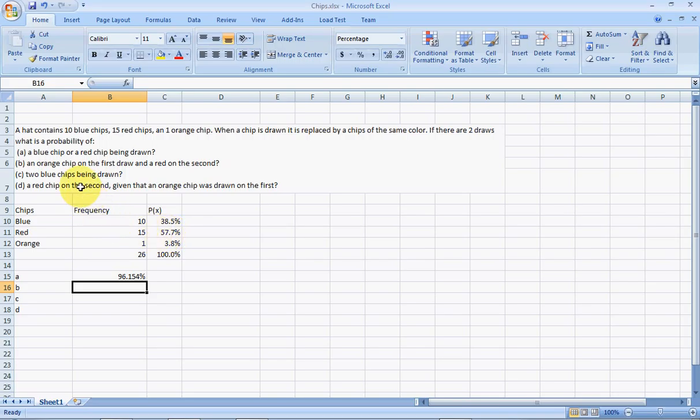So B is an orange chip on the first draw and an orange chip on the second. So that one is just going to be equals the probability of the orange chip times the probability of the orange chip. So it's 2.2%.